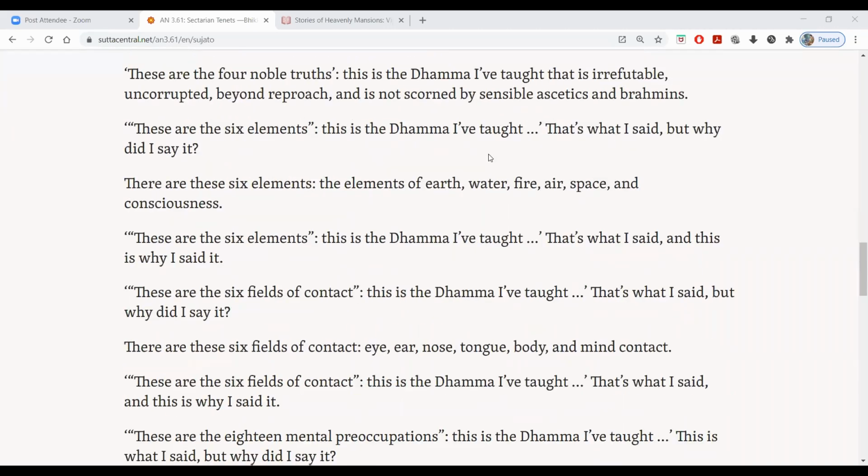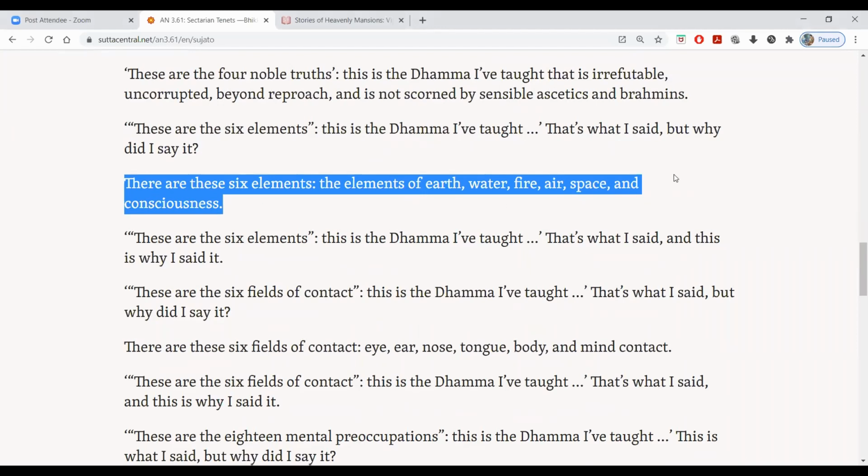So we just finished up to here, right? Yes, Bhante. Buddha taught that there are these 6 elements, the elements of earth, water, fire, air, space, and consciousness. We finished all of them. We learned about those, right? Did we finish about consciousness too? I thought we finished. We finished all of them.